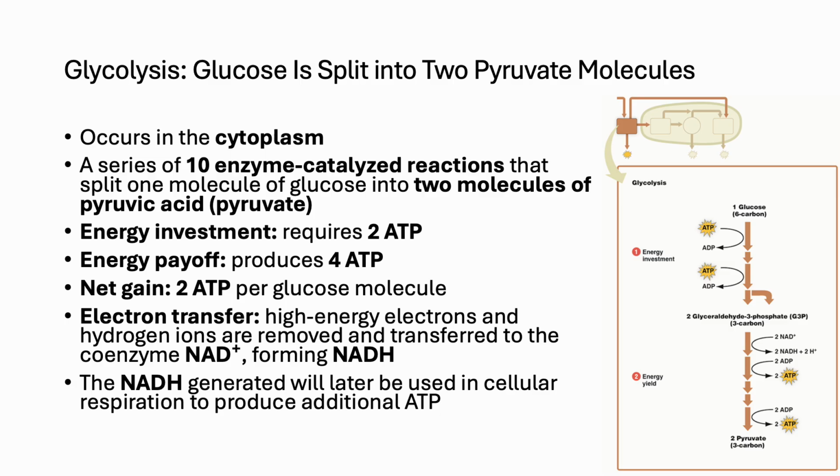NAD+ picks up electrons and hydrogen ions to form NADH, which will later contribute to ATP production in the mitochondria. Although glycolysis is relatively inefficient compared to later stages, it has two key advantages. First, it does not require oxygen, so it can proceed under anaerobic conditions. Second, it provides pyruvate, the essential fuel for further aerobic metabolism.